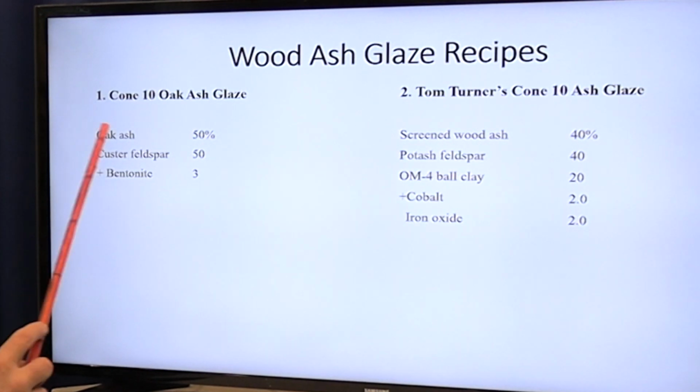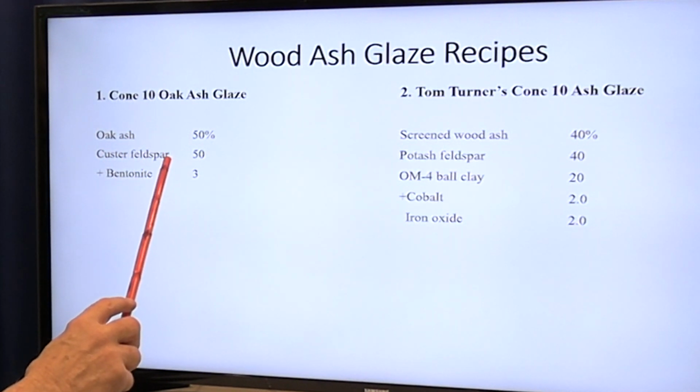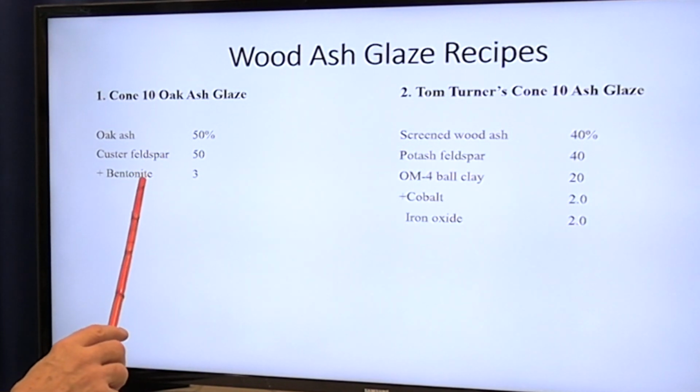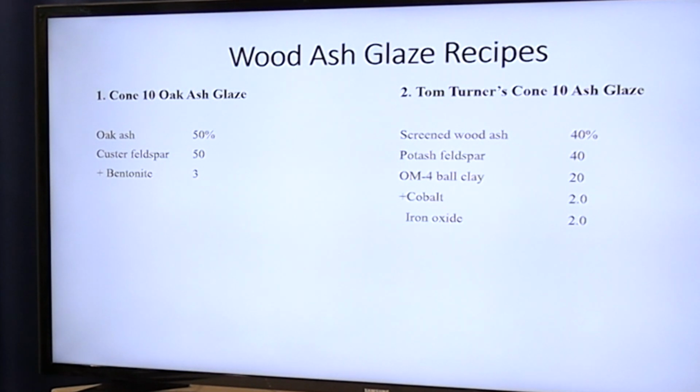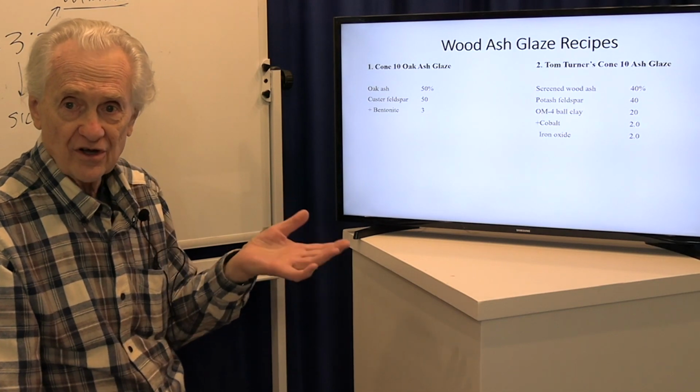This is kind of like what I talked about before. Instead of being ash and clay to start, they just have oak ash and Custer feldspar, 1-to-1, and a little bit of bentonite. The reason for the bentonite in this case, as you notice, is there's no clay in the recipe. So by itself, that would be a really unmanageable glaze. It wouldn't stick to the pot, it would dry and flake off. But the bentonite keeps it in suspension in the bucket, and it also helps glue it onto the pot when it dries.